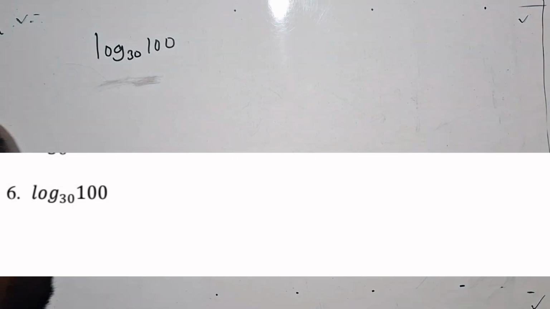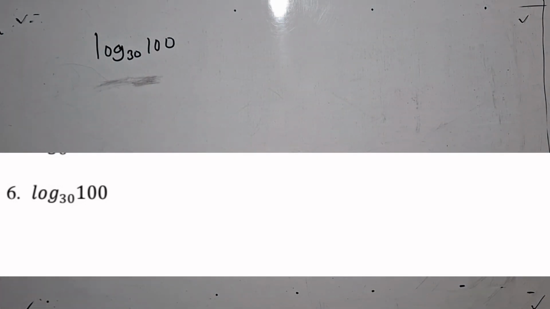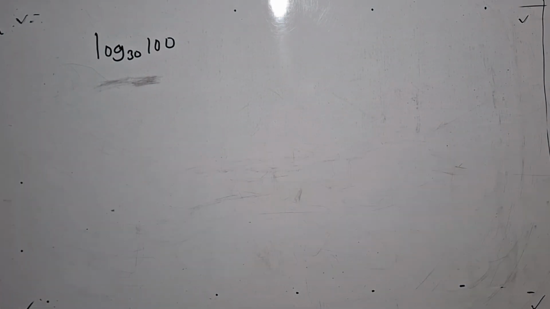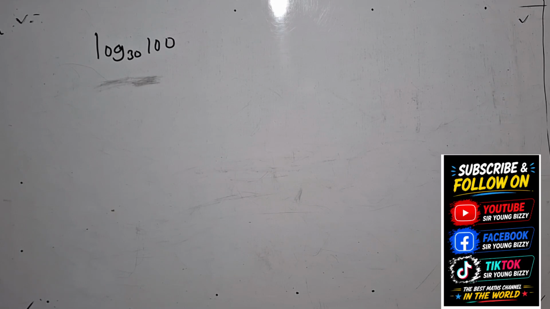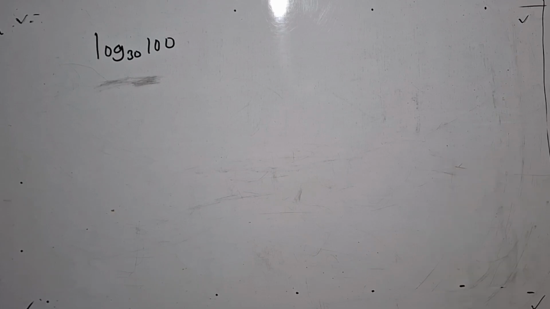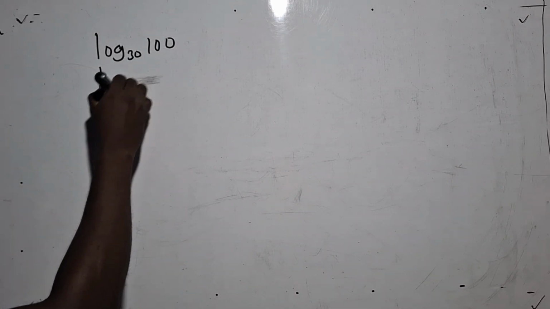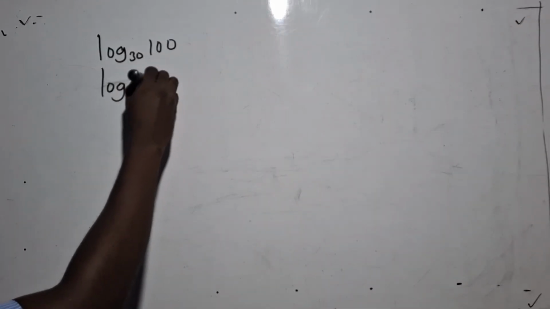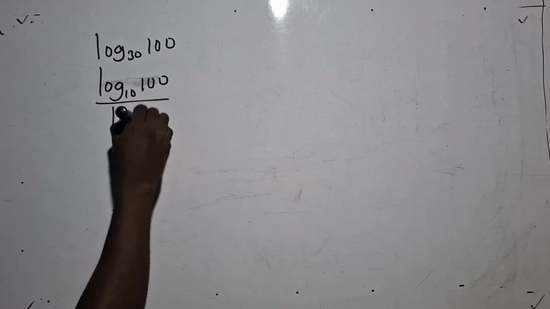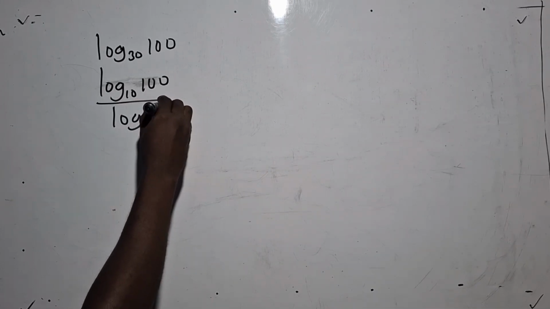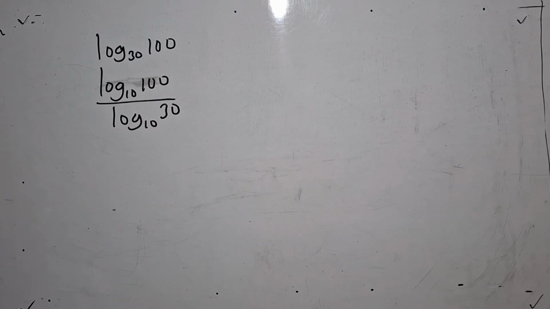As the last question is posted, log base 30 of 100. So we have to use the change of base method to solve this. And as we know, the common factor for the base 30 and 100 is going to be 10. Yes, it's going to be 10. So this one is going to be log base 10 of 100 over log base 10 of 30. Yes, log base 10 of 100 and log base 10 of 30.